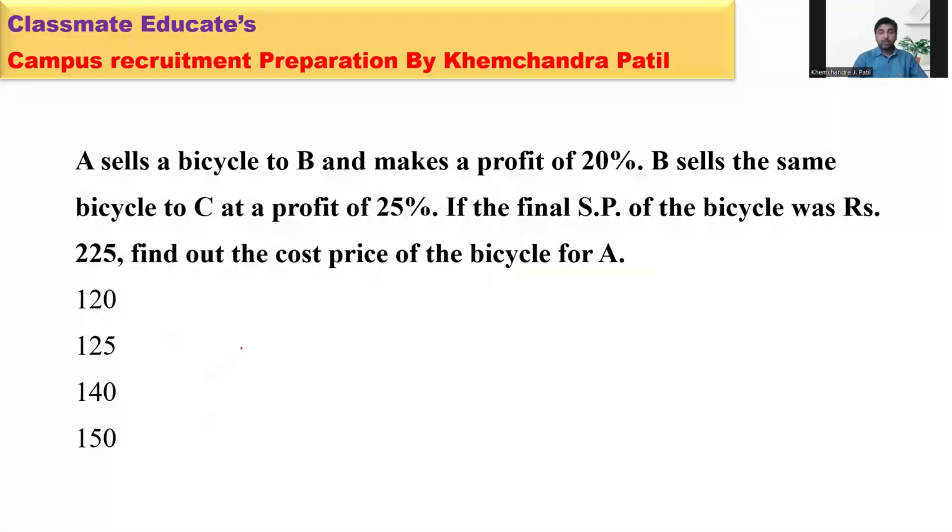So the next question is on profit and loss. A sells a bicycle to B with a 20% profit. Now A is selling the bicycle to B with 20% profit. So if you assume that the price for A is 100, he is selling the bicycle at 120 rupees to B. B sells the same article to C with 25% profit. What is 25%? 25% is nothing but 1/4. Now, 25% of 120 is 30. So C is getting that cycle at 150 rupees.